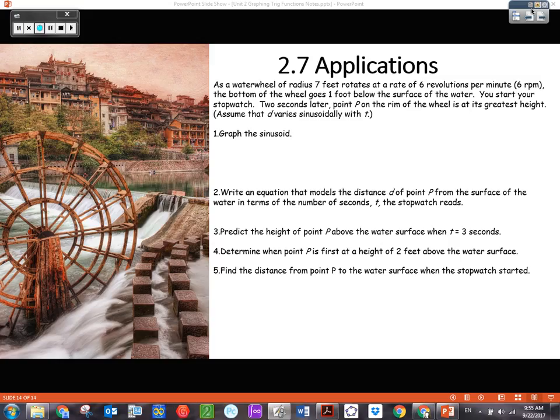So we have a water wheel with a radius of 7 feet. It's rotating at a rate of 6 revolutions per minute. The bottom of the wheel goes 1 foot below the surface of the water. You start your stopwatch. 2 seconds later, point P on the rim of the wheel is at its greatest height. And that last part, assume that D varies sinusoidally with T. They're really just giving us variables to use: D for distance and T for time, and they're telling us it's a sinusoid, a sine or a cosine.